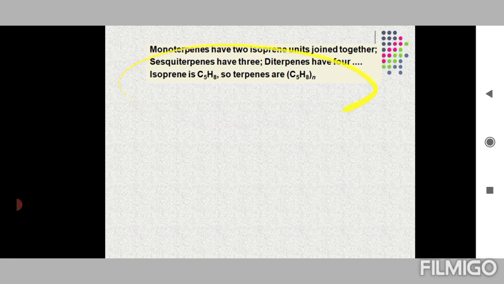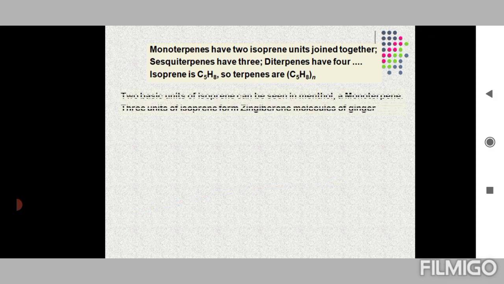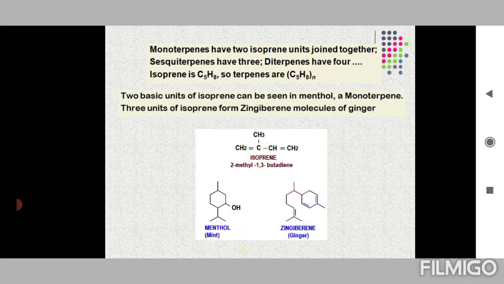Generally, isoprene is C5H8, so terpenes are (C5H8)n, n times. For example, this is shown here. Menthol from the mint plant is a monoterpene having 2 isoprene units. Zingiberene is from ginger, and it has 3 isoprene units in it. So these are isoprenoids.